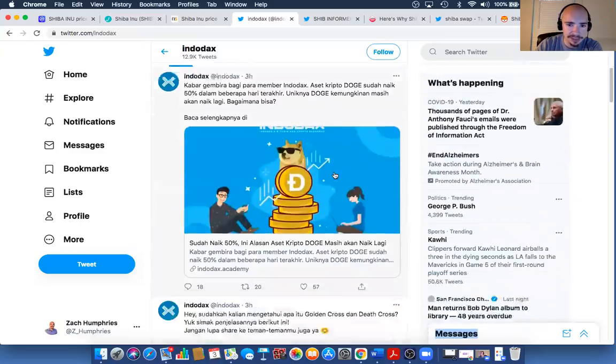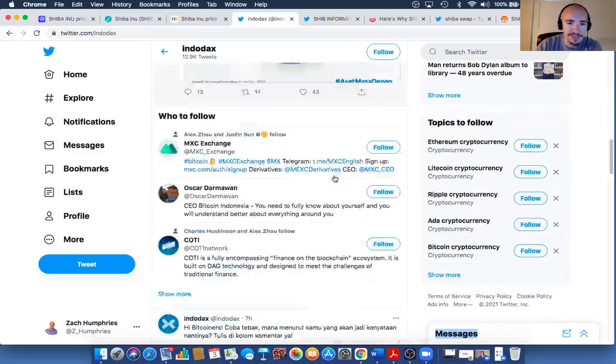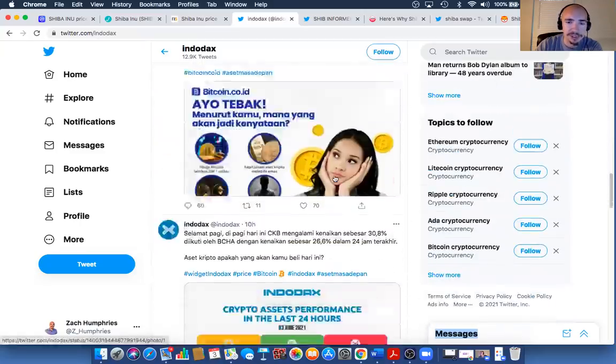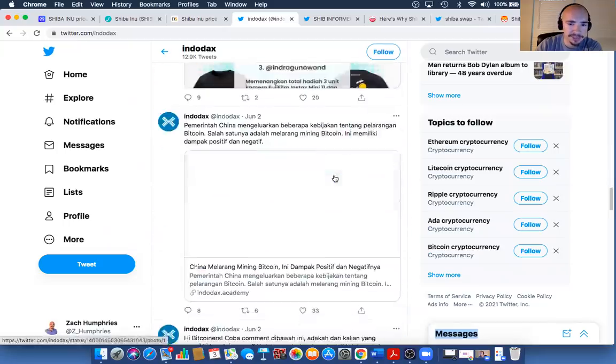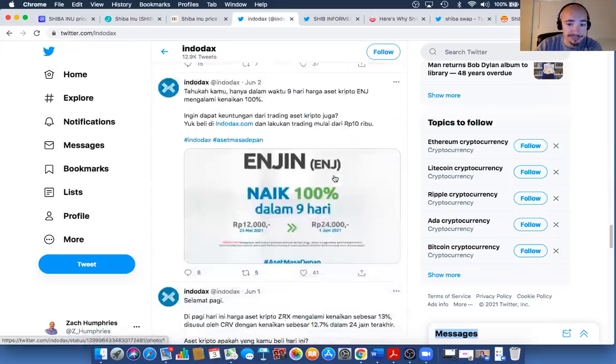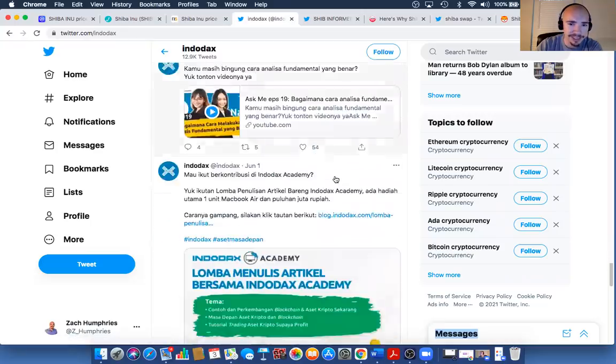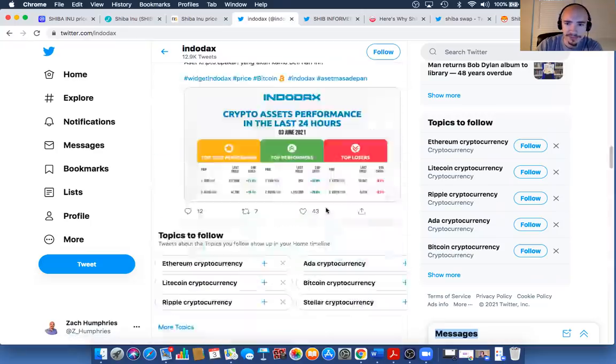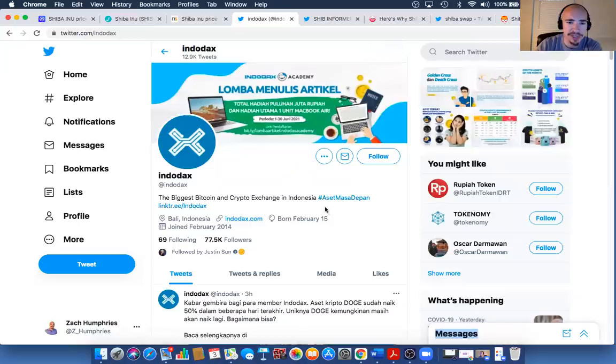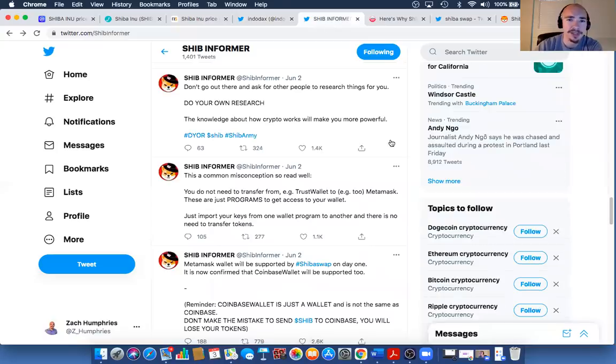I don't see anything here. They did have that initial tweet sent out that they were going to be starting to accept SHIB, but it would be nice if we get another tweet from them, and then hopefully the SHIB army could spread that message. But out of Bali, Indonesia, the biggest Bitcoin and crypto exchange in Indonesia, adding Shiba Inu, which should be great. Now let's take a look at some other news.